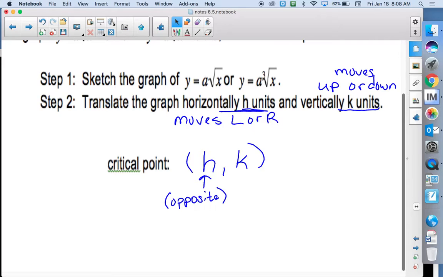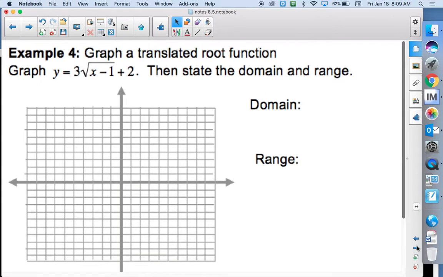So we're going to look at a graph that has a little bit of movement. It's going to shift left or right, and it's going to shift up or down. Looks like there are 4 graphs on this page, but the first 2 we have one of each graph to look at. It says graph a translated root function, and then again state the domain and the range. So we have 3 times the square root of x minus 1 plus 2.